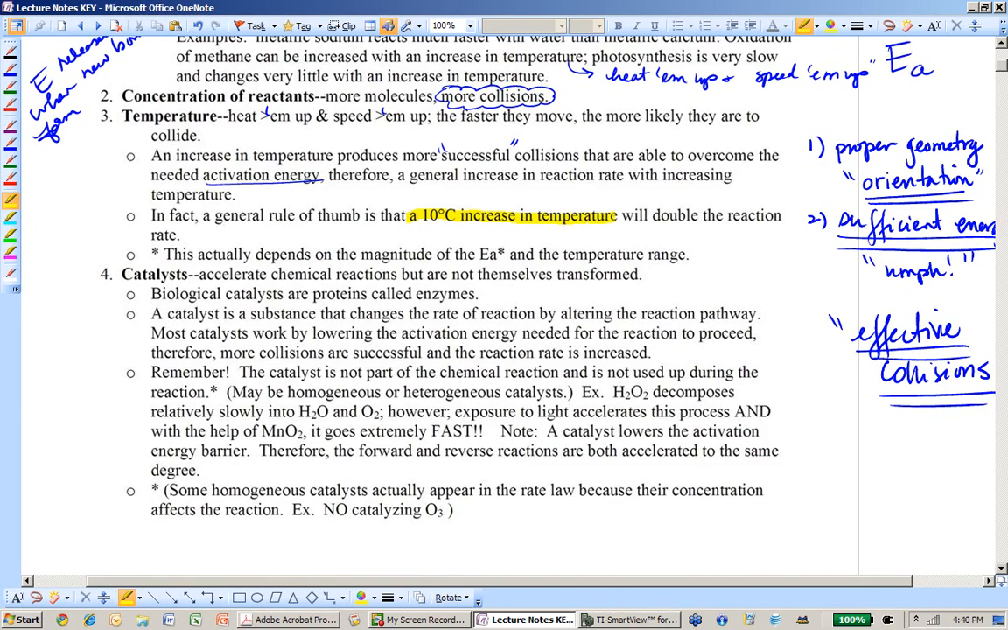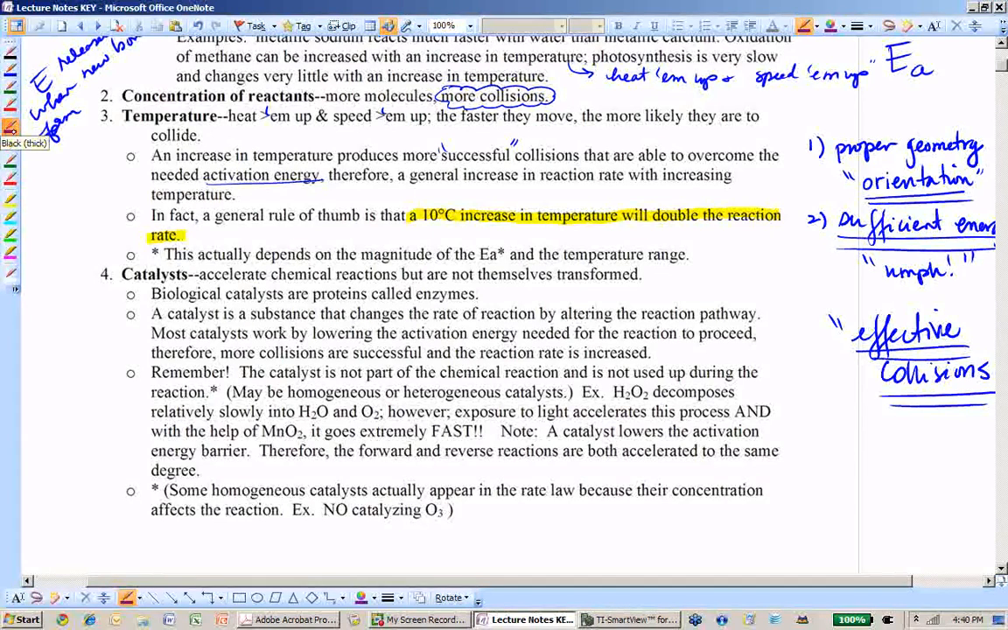A 10-degree increase in temperature will effectively double the reaction rate. Just a 10 little Celsius degree increase will make the reaction go twice as fast. So yes, if you raise it 10 more degrees, you'll double it again. It'll be 4 times as fast as it was 20 Celsius degrees ago.